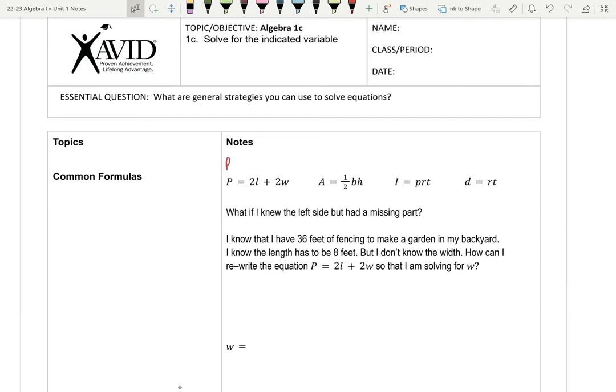So this first one here is the perimeter of a rectangle. This is the area of a triangle. This one is interest. And this one is distance.